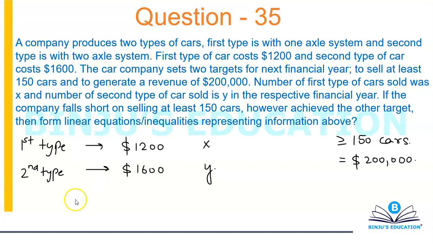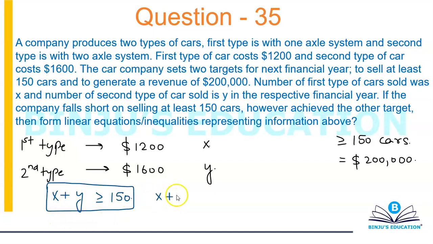they were supposed to sell at least 150 cars, so my equation should have been X plus Y is greater than or equal to 150. This should have been my inequality. But it says that the company falls short on selling at least 150. That means my actual inequality which I need to use is X plus Y is less than 150. This is the correct one, because it says that the company falls short.